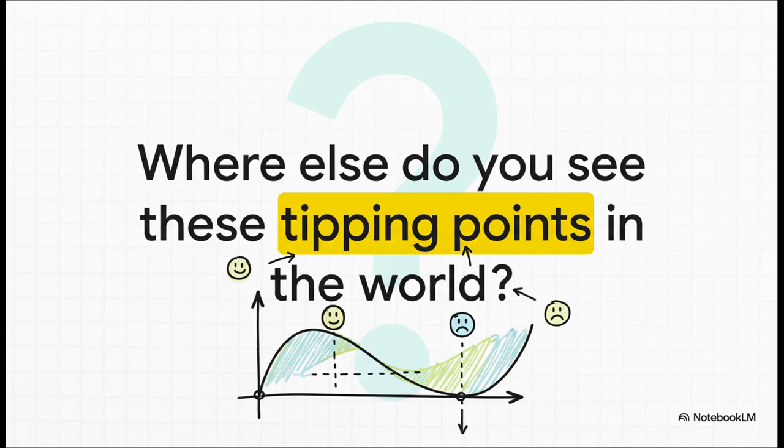So the question I want to leave you with is this: where else do you see these tipping points out in the real world? Think about the path of a basketball shot or the shape of a suspension bridge. What about the graphs you see on the news about the economy or how a disease spreads? I promise you, once you start looking for them, you'll see these inflection points everywhere. The world is full of curves, and now you know how to read their shape.